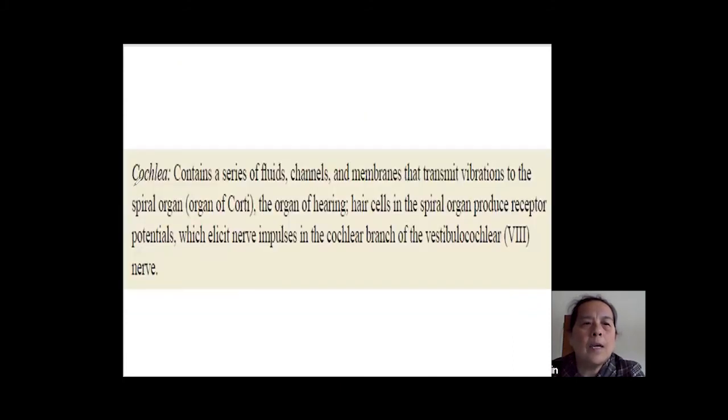So that's the same thing here, just some words in here. We say the cochlear area contains some fluid and the channel in there. So basically the vibrations transmit from the outer ear and the membranes and then go to the inner ear. And finally transmit to our brain through cranial nerve number 8. So that's the cochlear function. It can receive that kind of information.